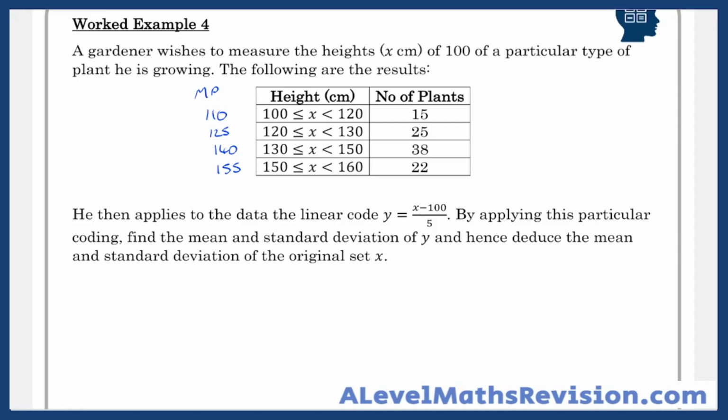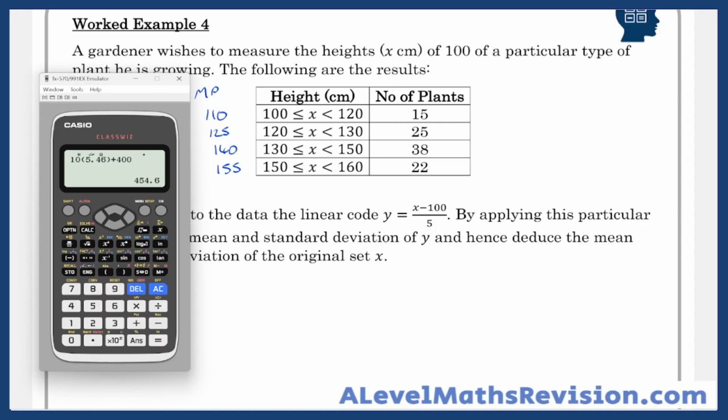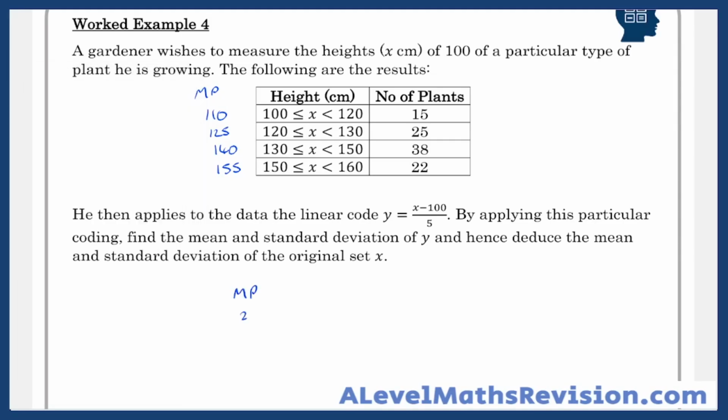So now the coded data, we're going to apply that transformation to the midpoints and see what happens. As I showed you before, go to table mode, and it's going to be fraction button x minus 100 over 5, like that. The first number we're going to apply it to is 110. And it's done the first one for us. We get 2. So the new midpoint is going to be 2.